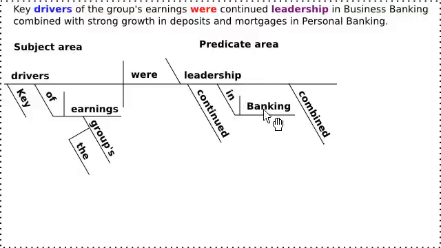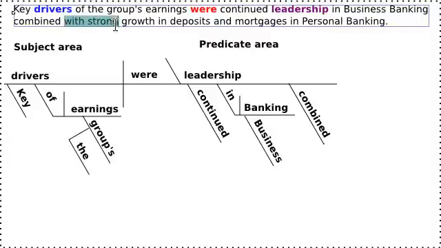Now, what kind of banking? What sort of banking are we talking about here? Well, business banking, business being an adjective modifying banking. Goes there, and here's its slanty line. Now, the next prepositional phrase to come along is with strong growth.